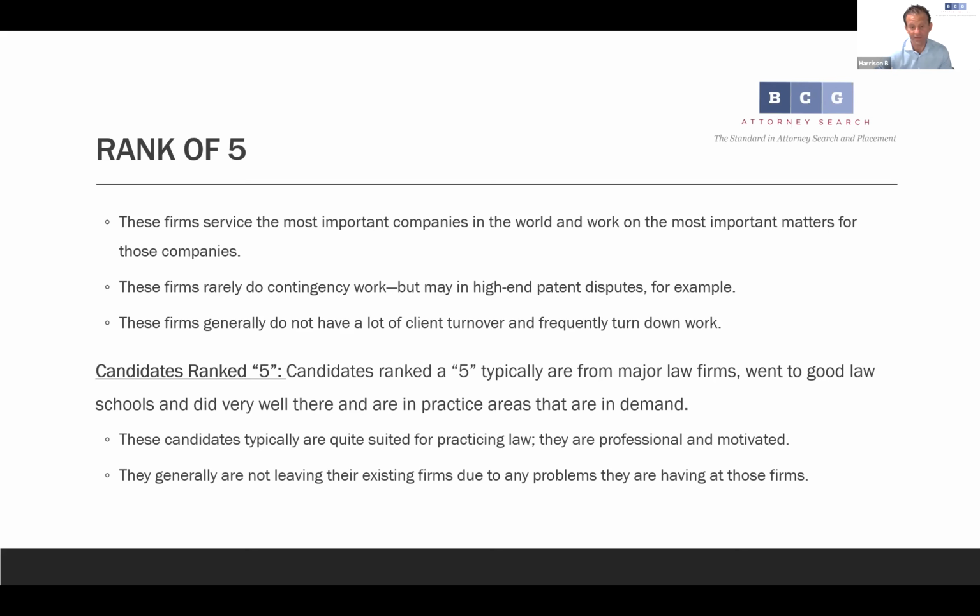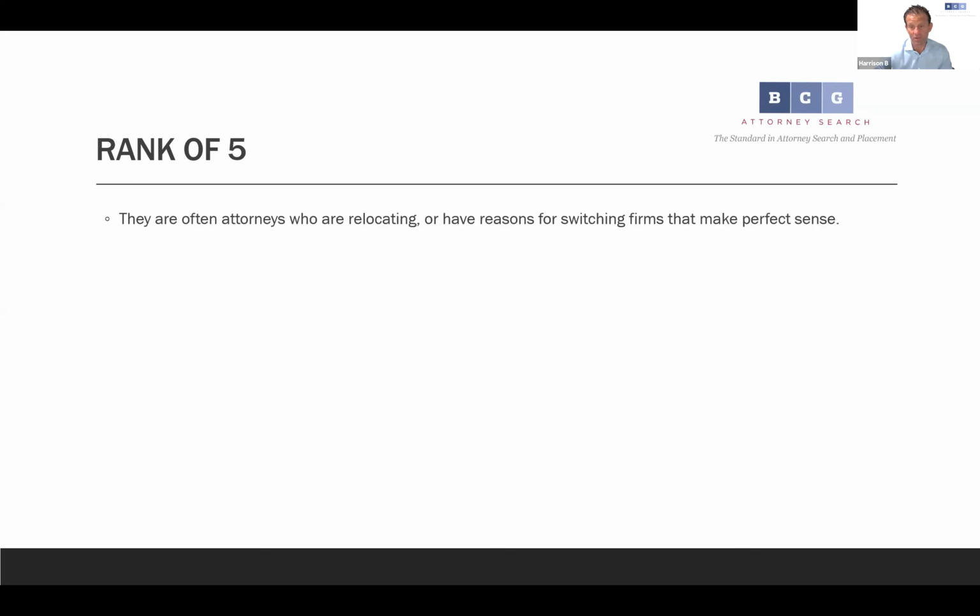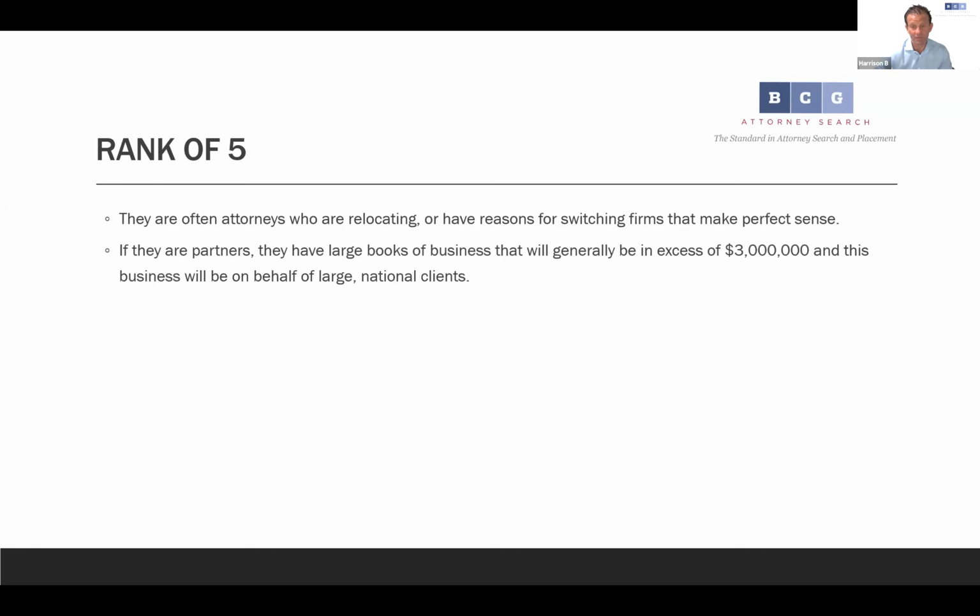And if a candidate's a 5, they're typically coming from your firm. They may have gone to a really good law school and done well there, and are in practice areas that are very much in demand. An example would be corporate law, when corporate law is in demand. These candidates are typically very suited to practicing law. They're professional, they're motivated, they fit in, they're likable, they don't have a lot of issues with their personalities. If they're moving firms, they're typically not doing so because of problems they're having, and they may be relocating, and the reasons for moving make a lot of sense.